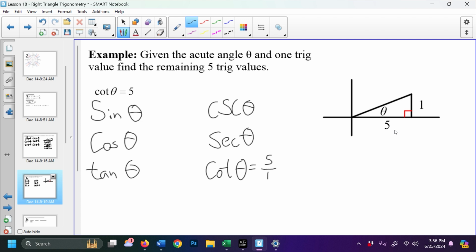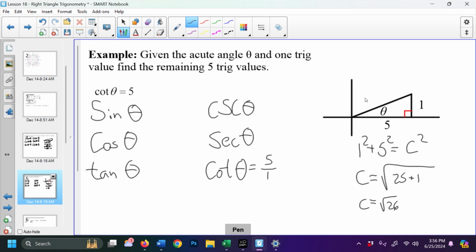But just like in the last problem, I am missing a value for the hypotenuse. So I will use the Pythagorean theorem to say 1 squared plus 5 squared is equal to the hypotenuse, which we'll call c squared. And so c will equal the square root. Now 5 squared is 25, 1 squared is 1, and so c equals the square root of 26. Now, 26 only has 4 factors: 1, 2, 13, and 26. None of those are perfect squares, so unfortunately, this problem doesn't come out to have all nice whole number values.